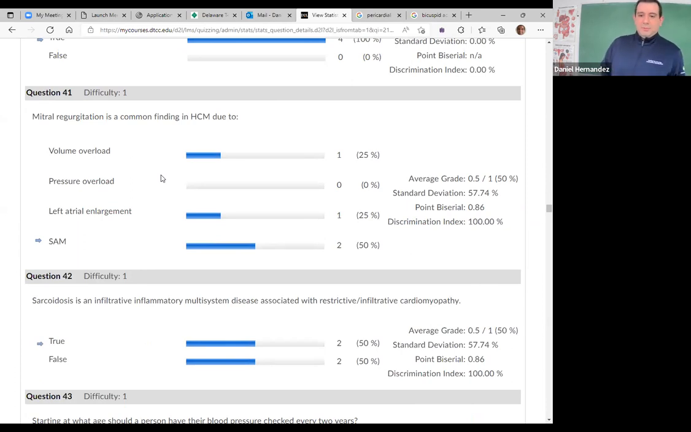Mitral regurg is a common finding in hypertrophic cardiomyopathy. This is due to systolic anterior motion of that mitral leaflet. So in HOCM, the most common type is going to be our asymmetric septal hypertrophy. That causes our LVOT obstruction, which causes almost like a suction effect, pulling up that anterior mitral leaflet into the LVOT, and that will lead to mitral regurgitation.